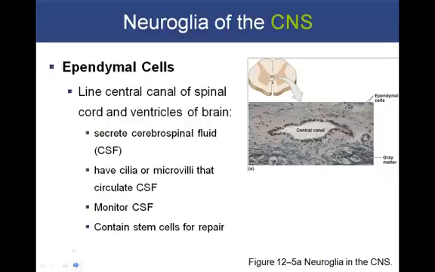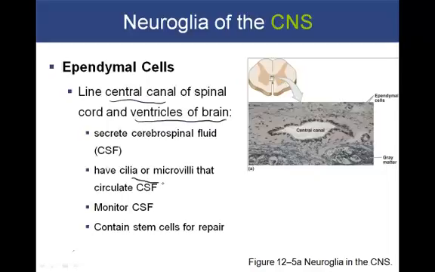Ependymal cells are one of the cell types found within the central nervous system, and these cells line the central canal of the spinal cord, as well as the ventricular system of the brain. And if you have not had these anatomical structures in the lab, you will soon. The ependymal cells secrete the cerebrospinal fluid, the CSF. They're often ciliated to help circulate that cerebrospinal fluid.